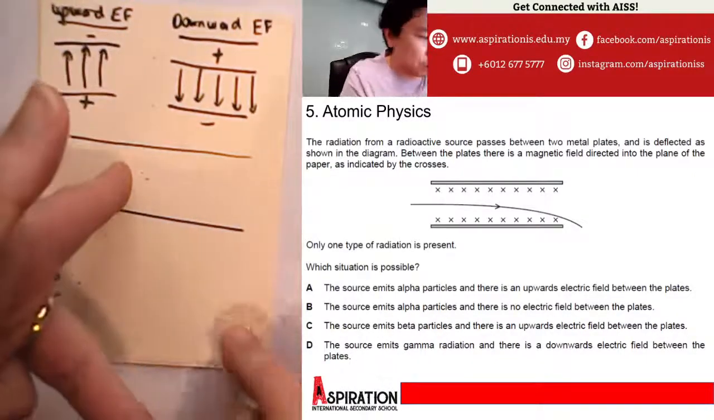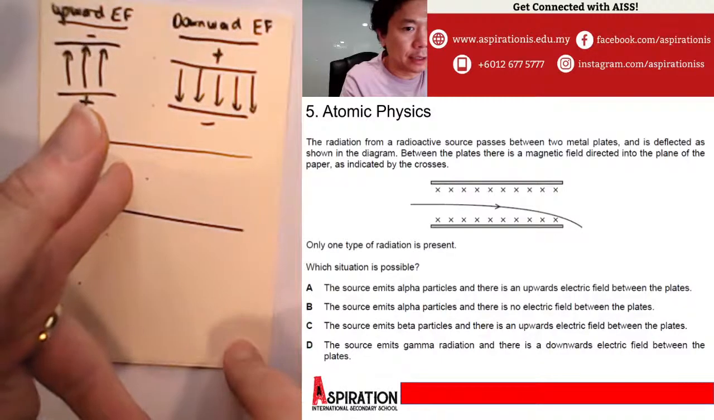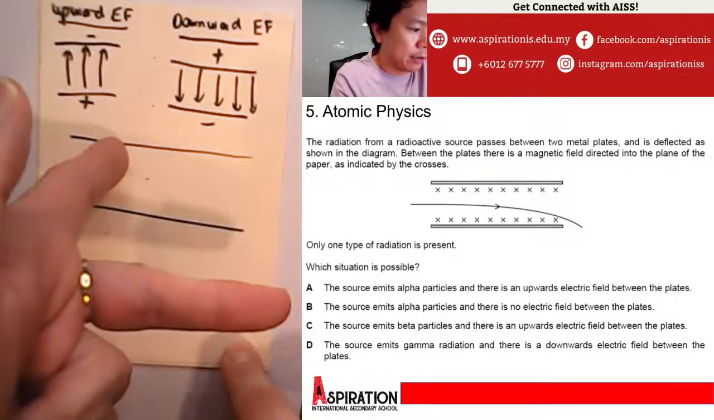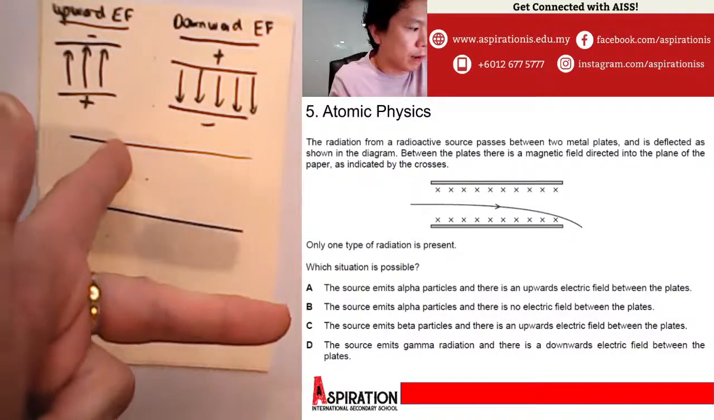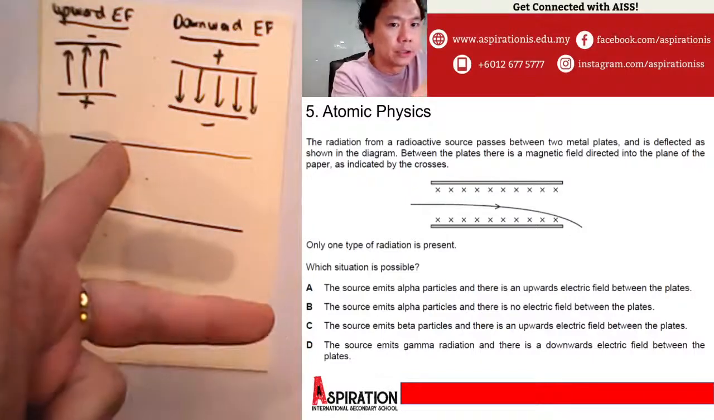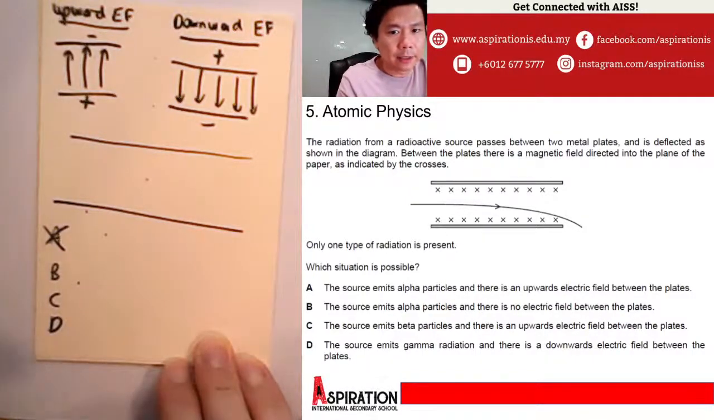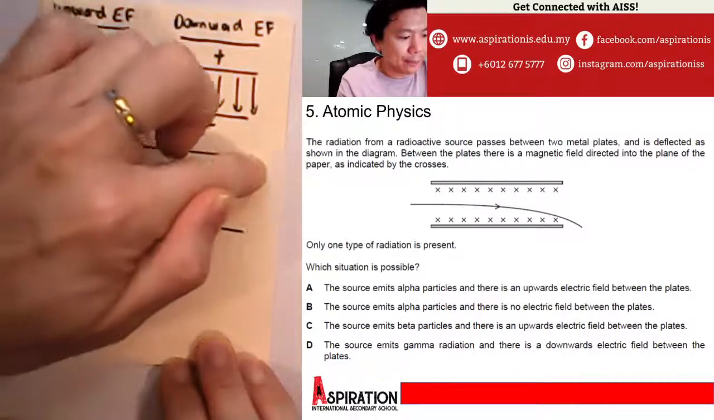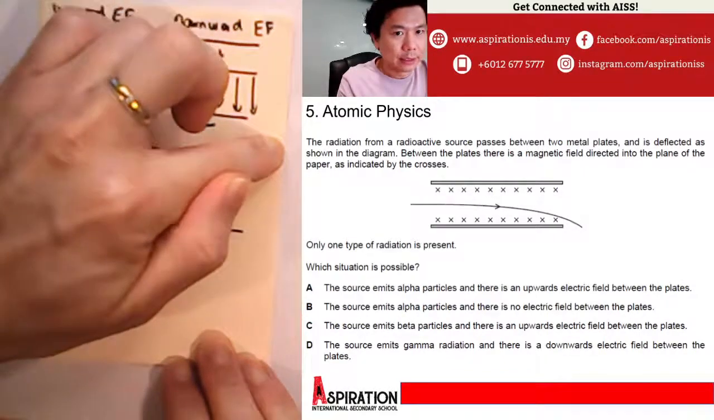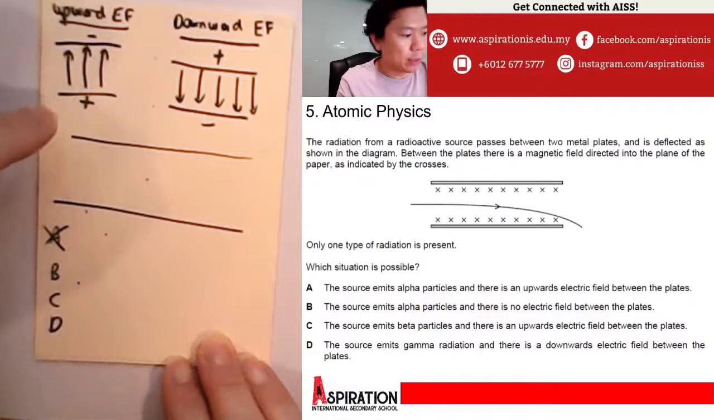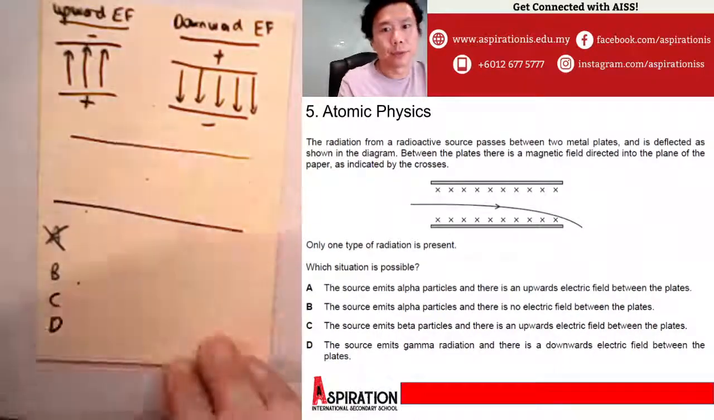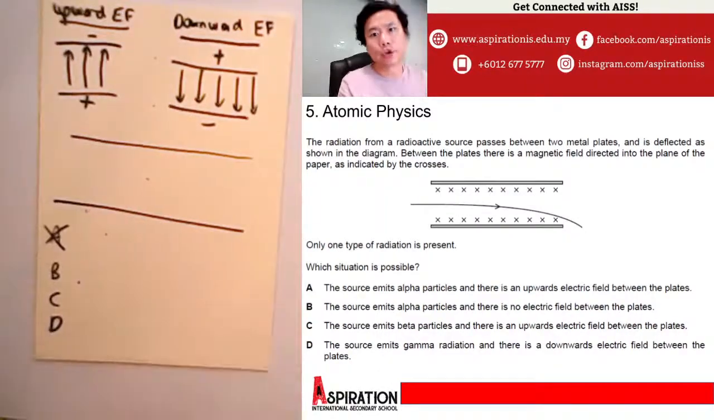Magnetic field into the paper, so your index finger points into the paper, and current or alpha is moving to the right. So your thumb is moving up. So the induced force is up. If the particles were alpha particles, it's going to go up. And if there was an upward electric field, like what the answer recommends, it will go up. But in the question, you can see that it's going down. So A is absolutely wrong.